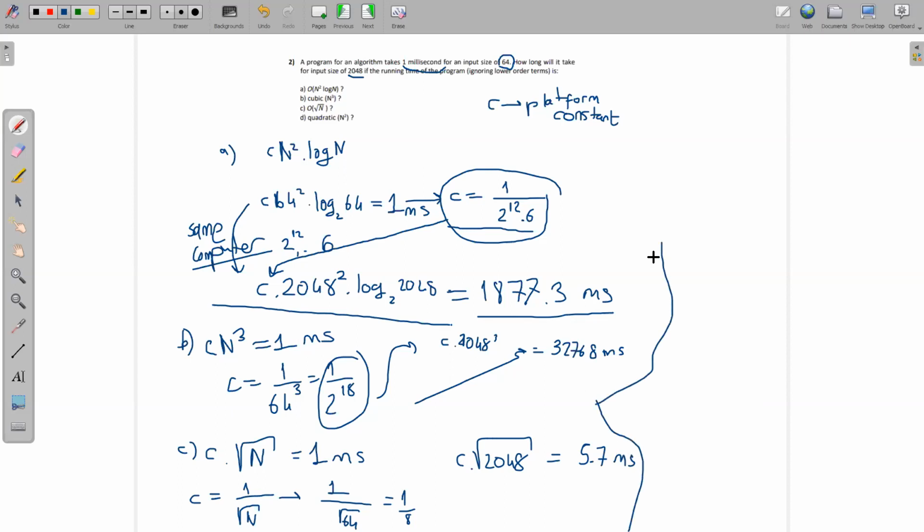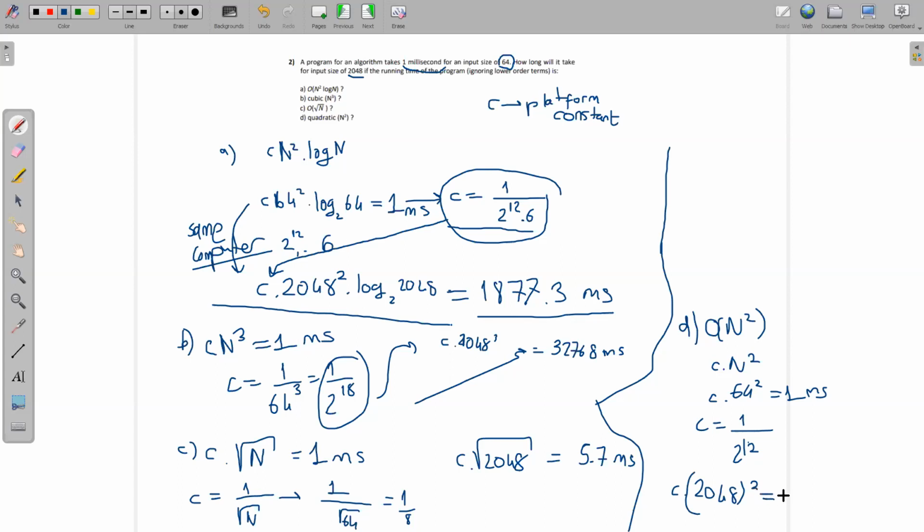And the last one, D, is also the same. That's O of n squared. C times n squared is 1 millisecond. Then C is 1 over 2 to the 12, I think. Then what is C times 2048 squared? It will give us about 1000 microseconds. So these are mechanical things. I think these are all the same.